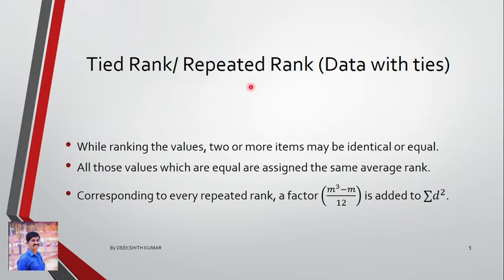So for the computation of the coefficient of rank correlation, while ranking the values, two or more values or items may be equal or identical. A tie situation may arise. In such a case, all those values which are equal are assigned the same average rank. For example, if the ranks are 5th and 6th, the average rank is neither 5th nor 6th: 5 plus 6 is 11, divided by 2 gives 5.5. So both are given the average rank 5.5.